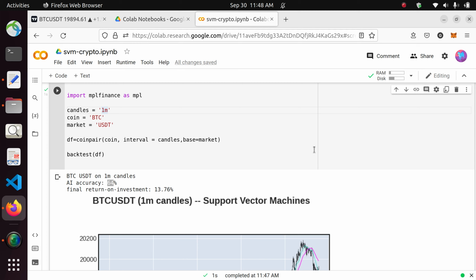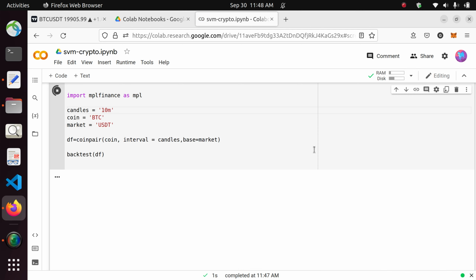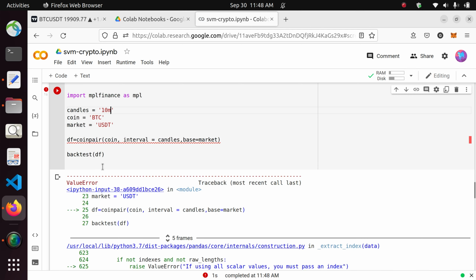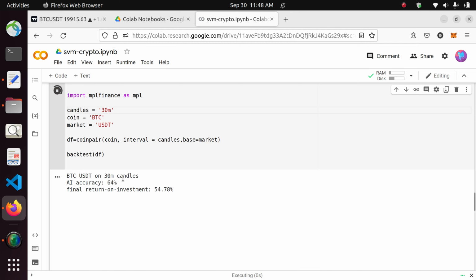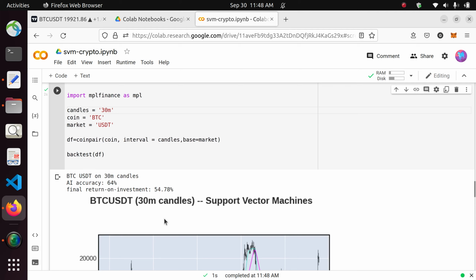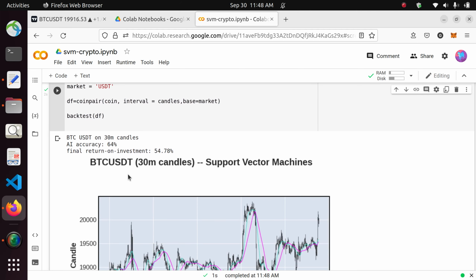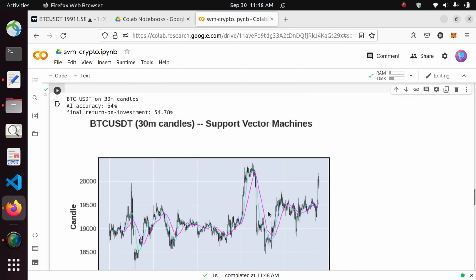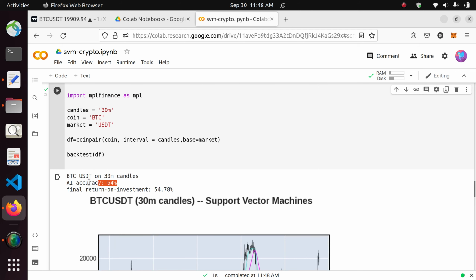Anyways, I digress. So we could go to a longer time frame or longer candle. 1 minute, maybe we can go to 10 minutes. Can we? API Binance? We cannot. 30 minutes. You can go to 30 minutes and you can see the theoretical final return of investment, 54%. That's much greater, but accuracy is still 64%.